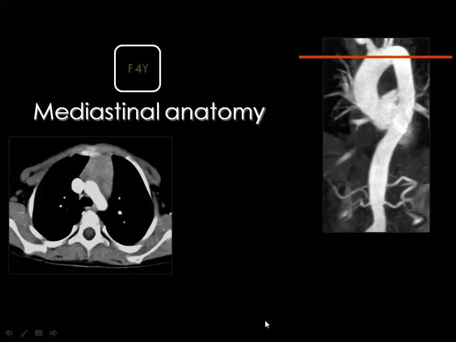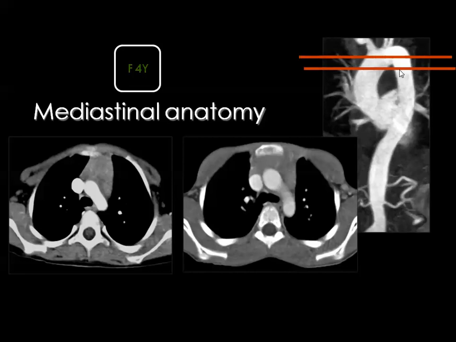Then if you go down, then you are cutting here, the arch will divide, or you will see part of the ascending aorta and the descending aorta. And this is the section. Here you see the ascending aorta and the descending aorta, the arch is dividing. Then you see the superior vena cava also and part of the thymic gland.